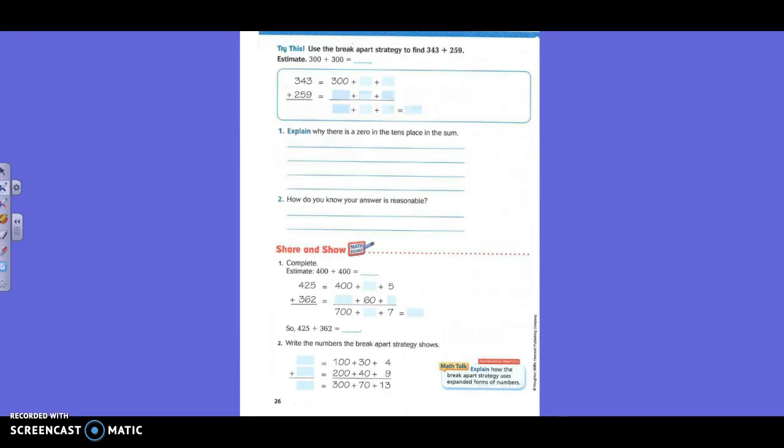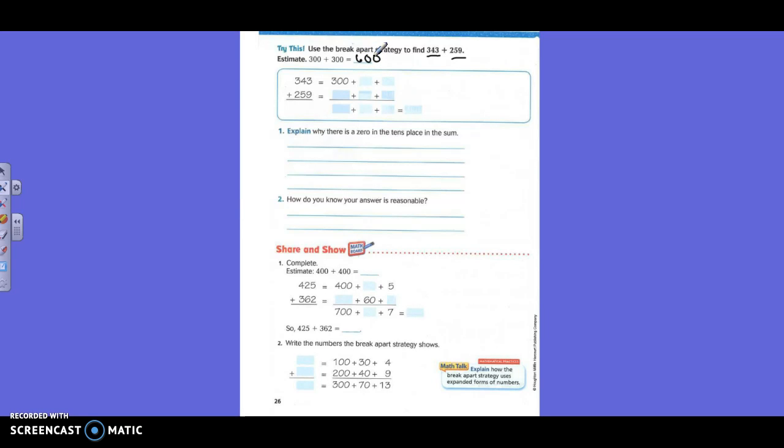Okay, I want you guys to try to do this one. Now, when you break things apart, it's basically like you are saying the number and writing the numbers down that you're saying. You're breaking apart the number 343 and the number 259. They rounded both of those to 300 and 300, which the answer is, everybody? 600. Okay. Remind me this time to check our estimate.